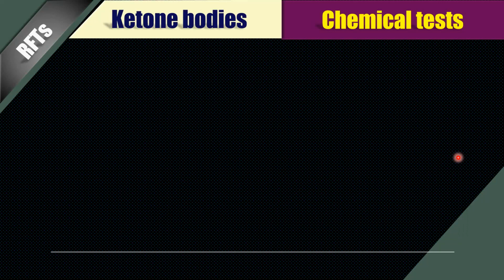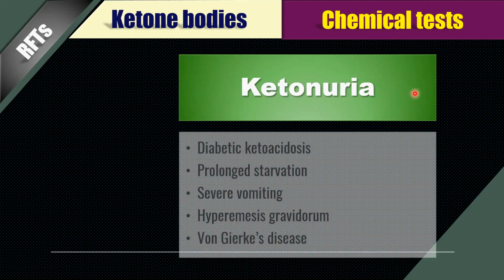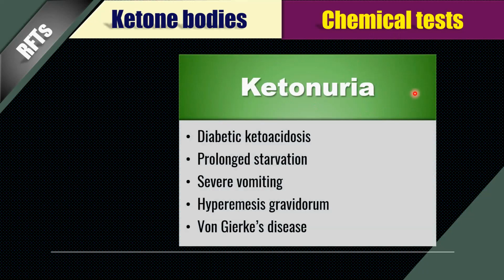Ketone bodies. There are 3 ketone bodies: acetone, acetoacetic acid, beta hydroxy butyrate. Among these, acetone is volatile, so it is expelled through respiration, whereas acetoacetic acid and beta hydroxy butyric acid, we can see these ketone bodies in the urine. When these ketone bodies are present in the urine, we call it ketonuria. Examples of clinical conditions where we observe ketone bodies in urine: diabetic ketoacidosis and prolonged starvation.